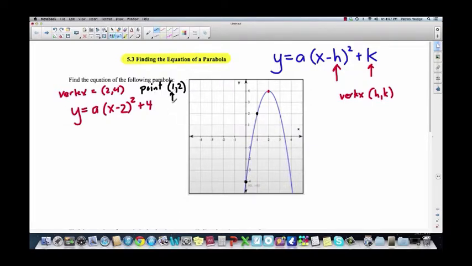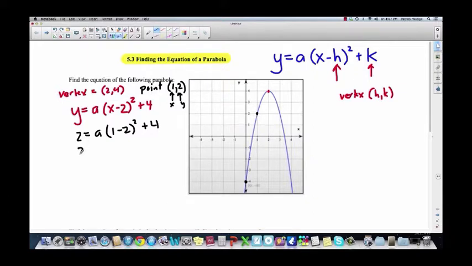This is the x value of that point. This is the y value of that point. So we can plug those two numbers into the x and y. So let's do that. Instead of y, we'll put 2 equals a. We still don't know a. X is 1. (1 minus 2) squared plus 4. How many unknowns do we have? 1. Perfect. That's what we want. We want to have only one unknown because now we can solve this thing.